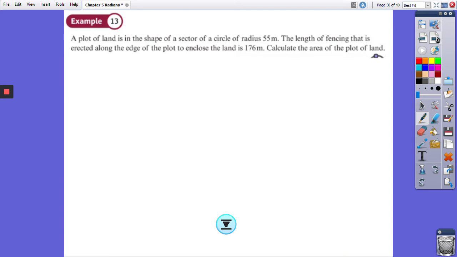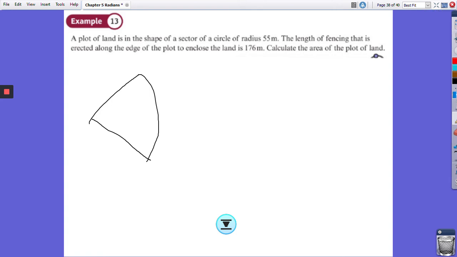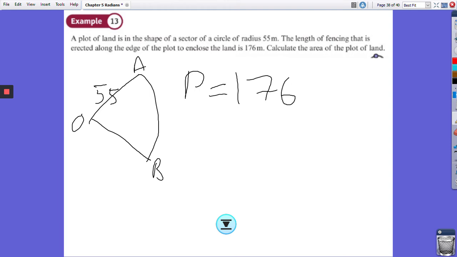So let's draw out what we can see first of all. Call this O, A, and B. We know that this has got a radius of 55 meters. So there's 55 there and there's 55 at the bottom. And we know that the total perimeter is 176. So it's not that AB is 176, but it's a total perimeter.